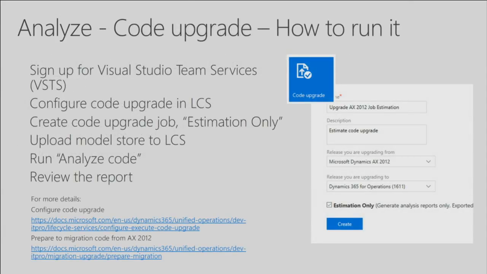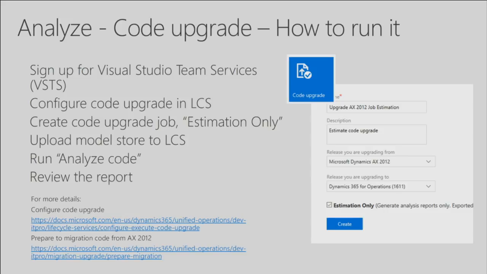Here's an example of how to run it. You have to have a VSTS project. And you will see this in all the lifecycle tools of finance and operations, not only in upgrade or data lifecycle. Having a VSTS project is a key component of implementing AX7. It's free to sign up for VSTS. It's free for up to 5 users, and after that, it's a small subscription cost if you have more than 5 users in your VSTS project.